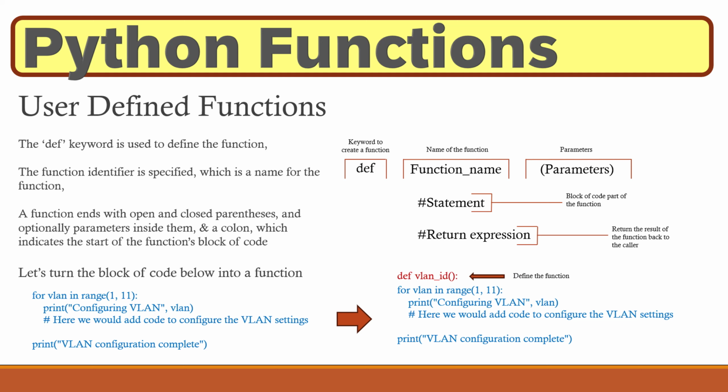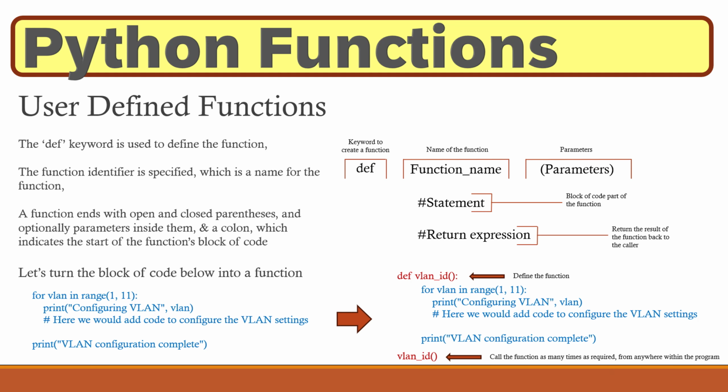Then we've got the def keyword to create the function, and then our name of the function, I've called it VLAN_ID. Then we've got the open and close parentheses followed by a colon. And then of course our block of code. That block of code should be tabbed. So the top line in red defines our function, and then wherever we need to call the function within our program, we specify the name of the function, which is VLAN_ID in my case, followed by the open and close parentheses. Let's have a look at how this works in PyCharm.